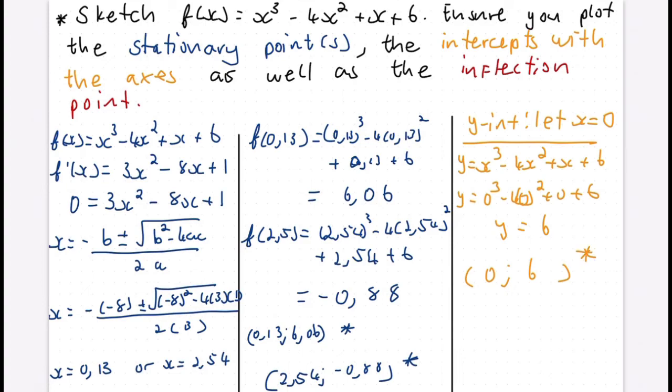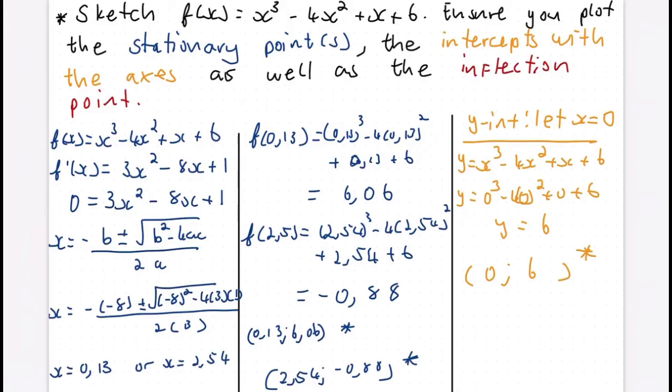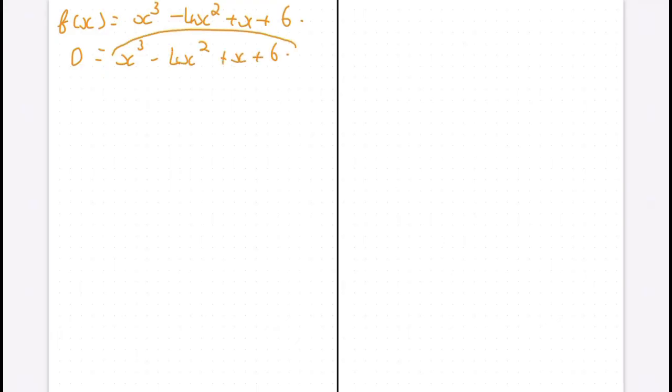Now, let's find the x-intercept. In order for us to find the x-intercept, we know that f of x is x cubed minus 4x squared plus x plus 6. We're going to equate that to 0. So 0 is equal to x cubed minus 4x squared plus x plus 6. Now we need to factorize this. In order to factorize this, we first need to find an x value that makes this expression 0.